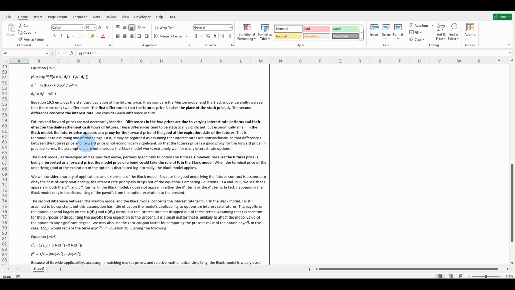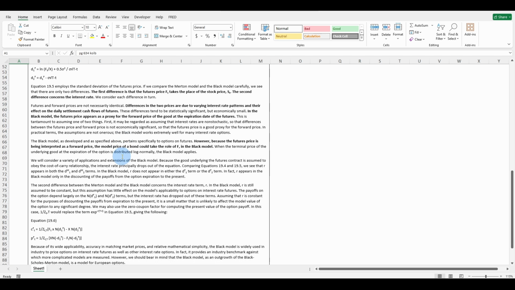This is tantamount to assuming one of two things. First, it may be regarded as assuming that interest rates are non-stochastic, so that the difference between the futures price and the forward price is not economically significant. That is, the future price is a good proxy for the forward price. In practical terms, the assumptions are not onerous. The Black model works extremely well for many interest rate options.